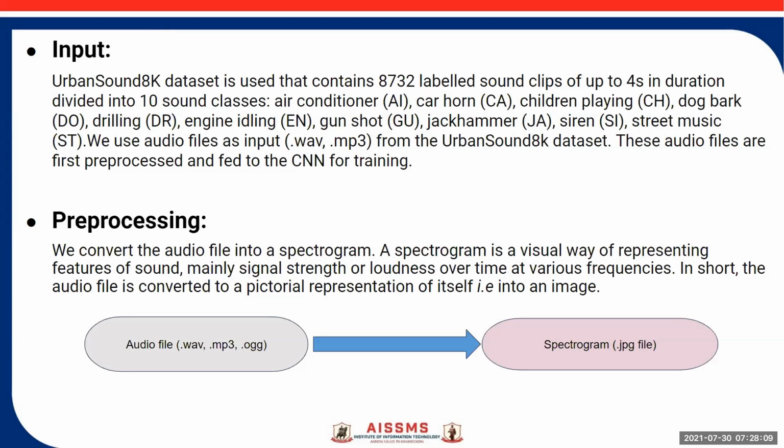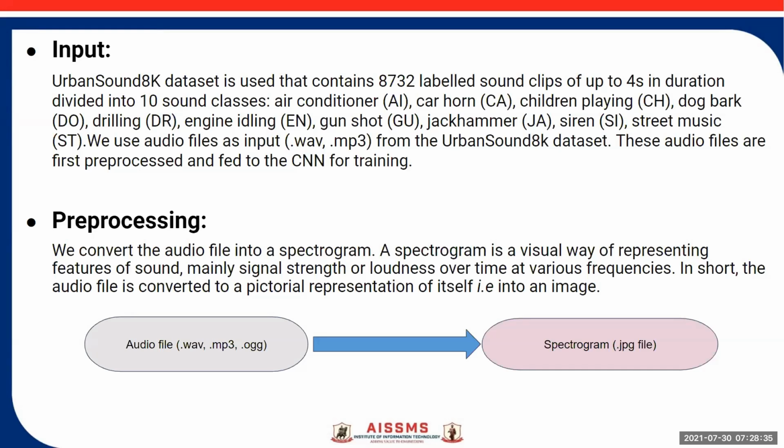Now the pre-processing phase. We don't directly put the audio file to the CNN. What we do is we first convert these audio files into a spectrogram. Now, what is a spectrogram? A spectrogram is a visual way of representing features of sound, mainly signal strength or loudness over time at various frequencies. So basically, a spectrogram is an image. It is a visual representation of that sound.